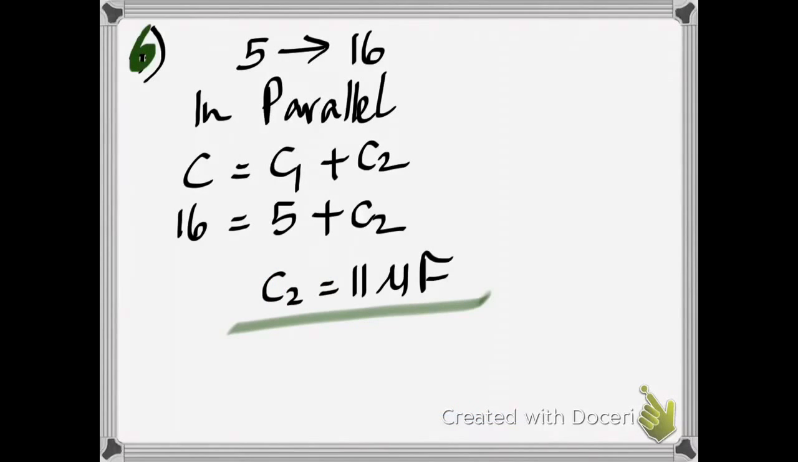In the sixth one, which is a very simple question, a 16 microfarad capacitor was supposed to be inserted into the circuit, but somebody just used a 5 microfarad. So what can the technician do? Just put 11 microfarads in parallel with it, because the equation for equivalent capacitance in parallel is C1 plus C2.